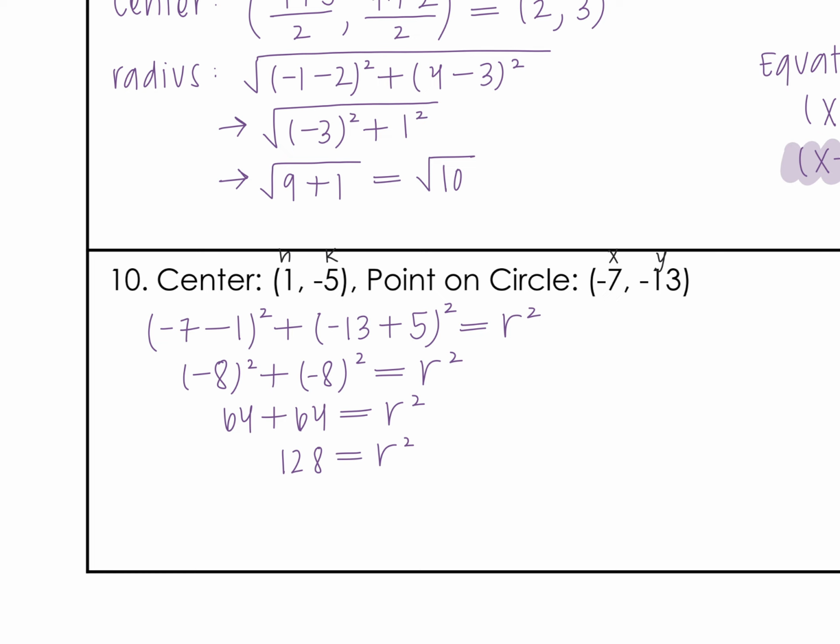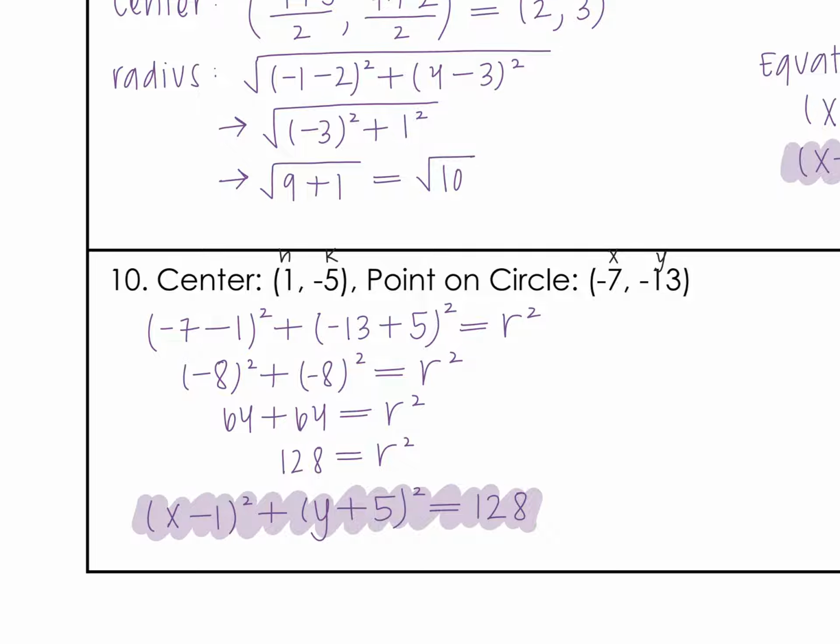And so with that being said, we can go straight into our x minus 1 squared, plugging in my center, plus our y plus 5 squared is equal to that 128. Like I said, don't worry about taking the square root of it, because if you are going into the equation, they want the radius squared. They don't want your radius. So you would just plug that in and then you've got your answer.